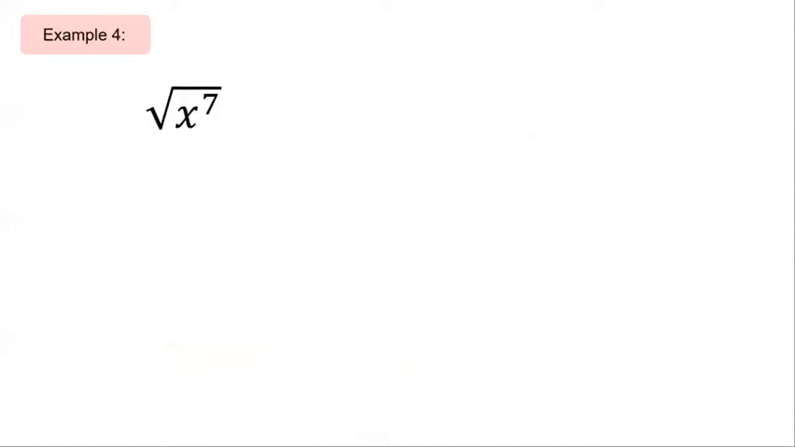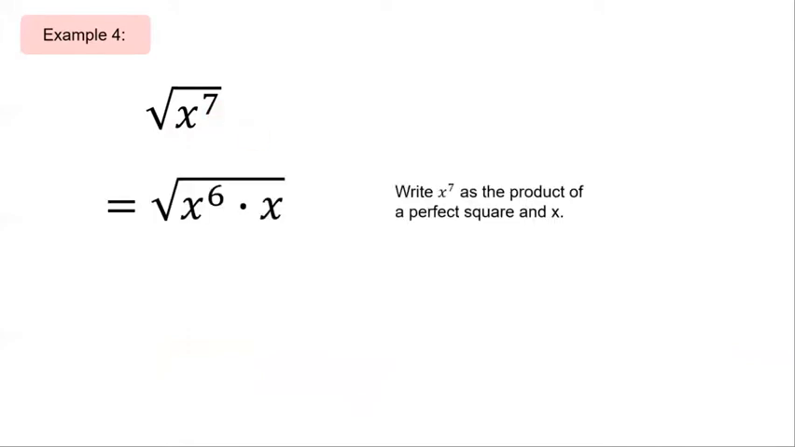Example 4, the square root of x to the 7th power. So we write x to the 7th as the product of a perfect square and x. So kung mapapansin nyo, if sa variable, ang kailangan lang ay yung highest exponent na divisible dito sa ating index. So yung exponent na 6 ay divisible dito sa ating index na 2. So, pinag-separate lang natin yung dalawang factors. So, we have the square root of x to the 6th times the square root of x.